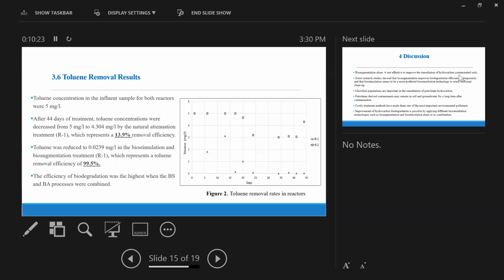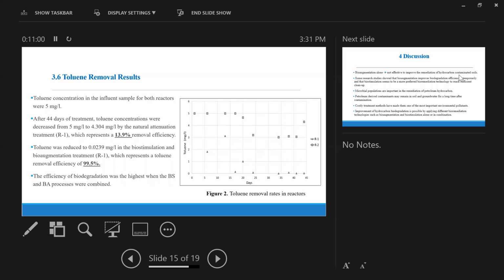And this slide shows the toluene removal results. In both reactors, the influent toluene concentration was 5 milligrams per liter, and the reactors were run for 44 days. After the 44 days of operation, the removal rate for reactor 2 was 13.9% only. The initial toluene was 5 ppm and the final toluene was 4.304 ppm. So there was only 13.9% removal efficiency.